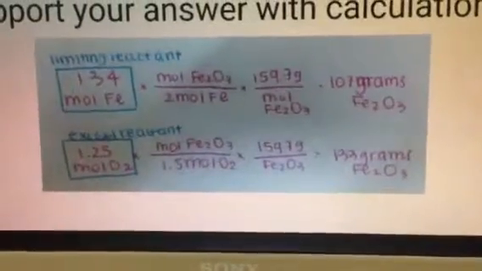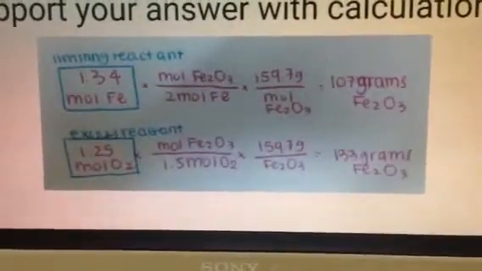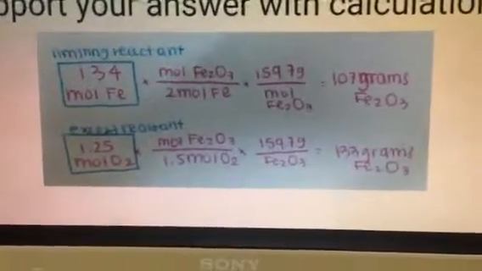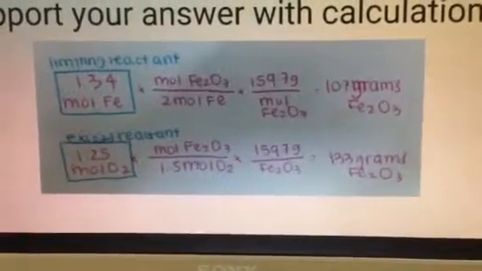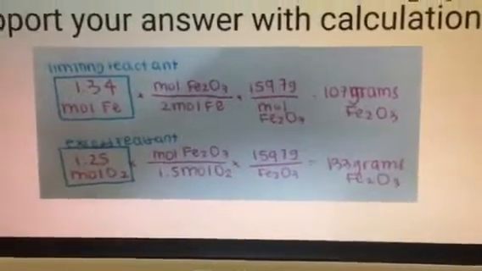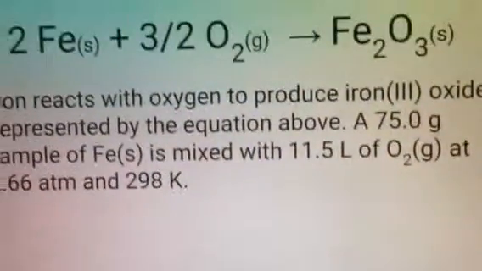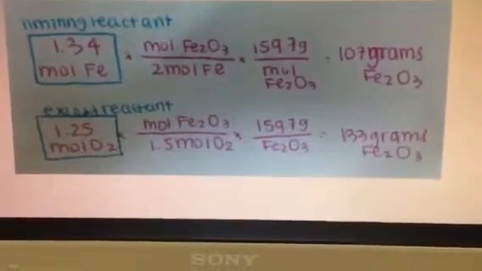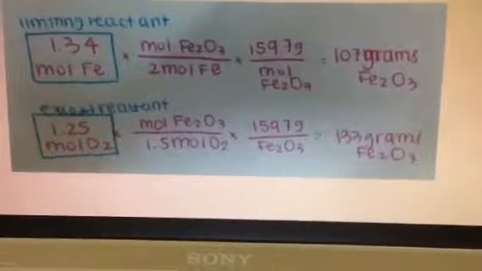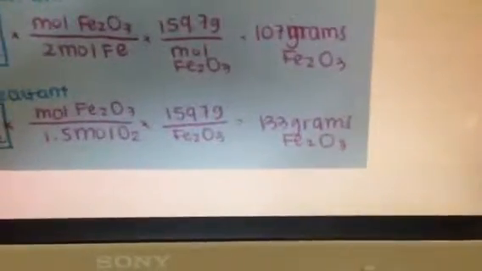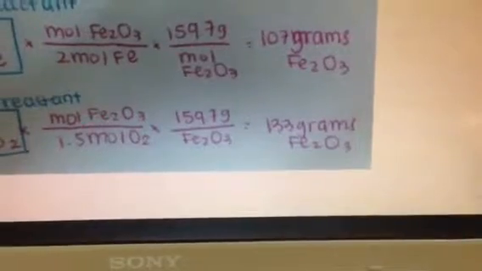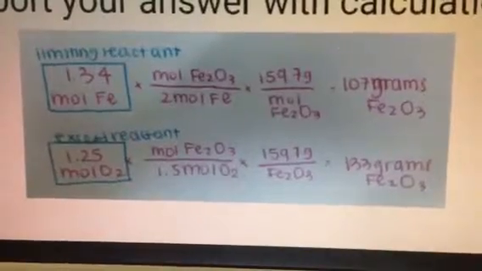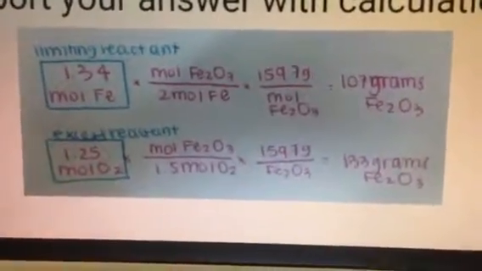Then we're going to convert 1.25 moles of oxygen to Fe2O3, and we can do that by also multiplying by its molar ratio, which is 1 to 1.5, because 3/2 equals 1.5. Then we again multiply by Fe2O3's molar mass, 159.7, and divide by a mole, to get 133 grams of Fe2O3. So the smaller number is 107 grams of Fe2O3, so therefore iron is our limiting reactant because it gets used up first.